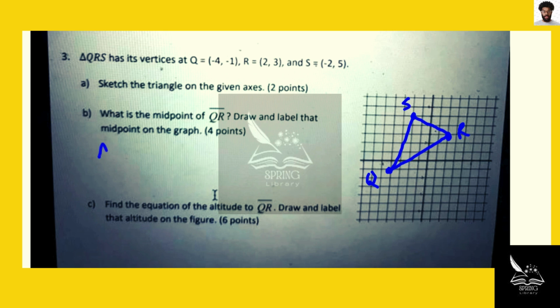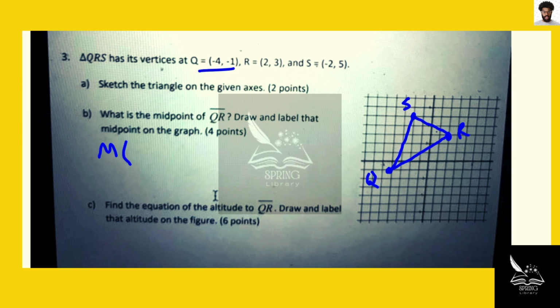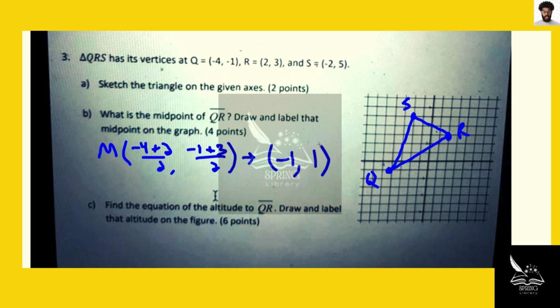This could be calculated. Midpoint is found by taking Q and R, adding the X coordinates together and taking half, adding the Y coordinates together and taking half. So -4 plus 2 is -2, divided by 2 is -1. -1 plus 3 is 2, divided by 2 is +1. So -1, 1 is the midpoint of QR.